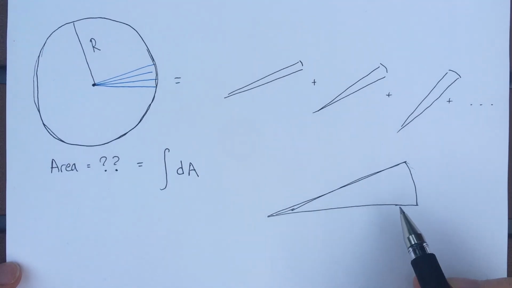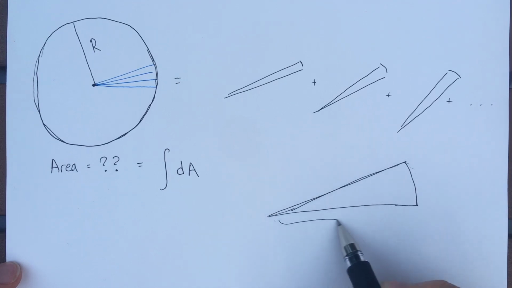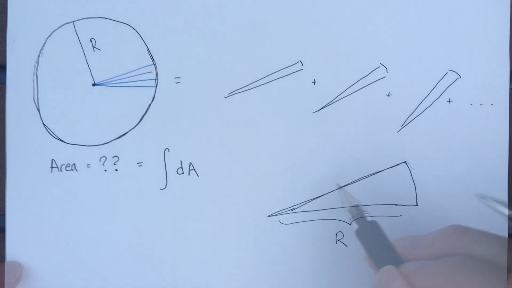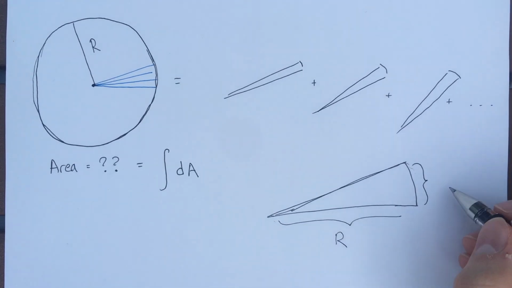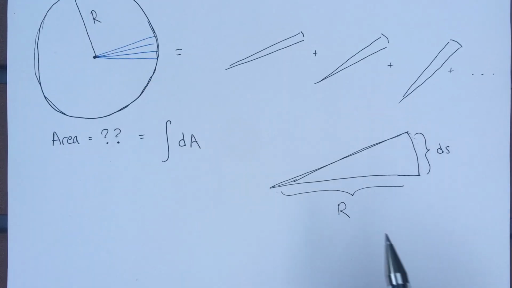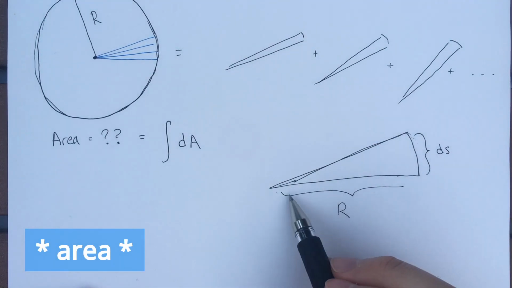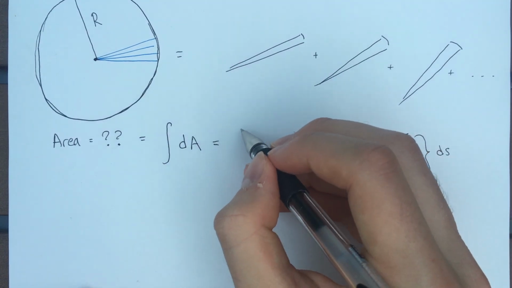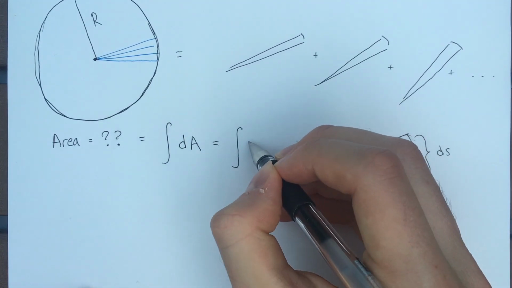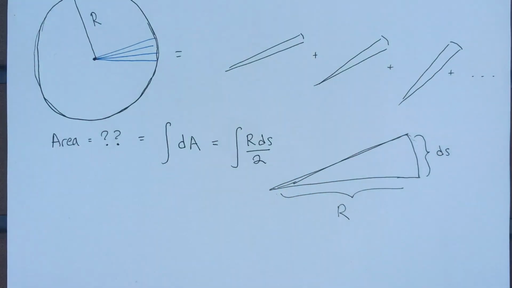Now, what are the dimensions of this triangle? Well, this side right here is going to be r, and this right here is going to be some arc length. We'll call it ds. In the limit, this slice will become a triangle, and its area will be r times ds divided by 2. So we have, this is simply just the integral of r ds over 2.